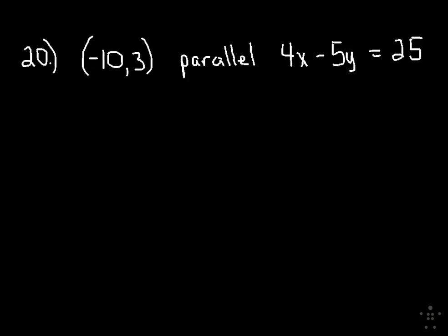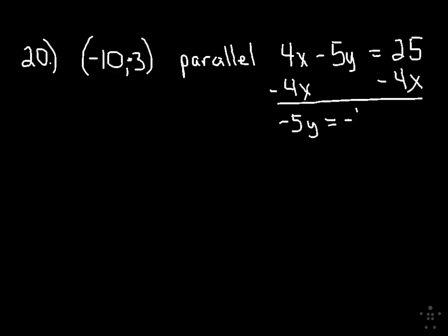Moving on to question number 20. This time we have a line that passes through negative 10, and this should say negative 3. Make sure to do the same problem you all are doing. And parallel to 4x minus 5y is equal to 25. All right, so if it's parallel, it means it has the same slope. So I need to figure out what the slope of this line is first, and then I'll know my slope.